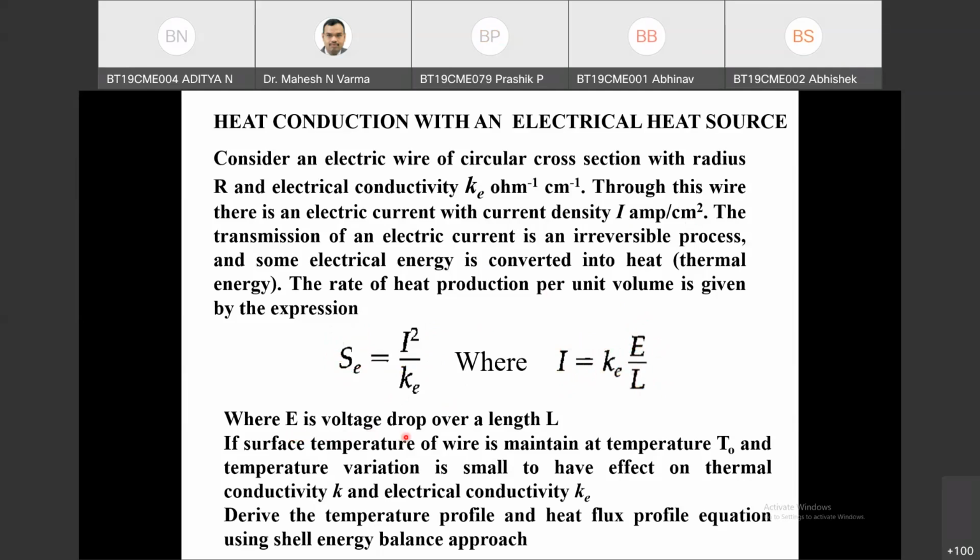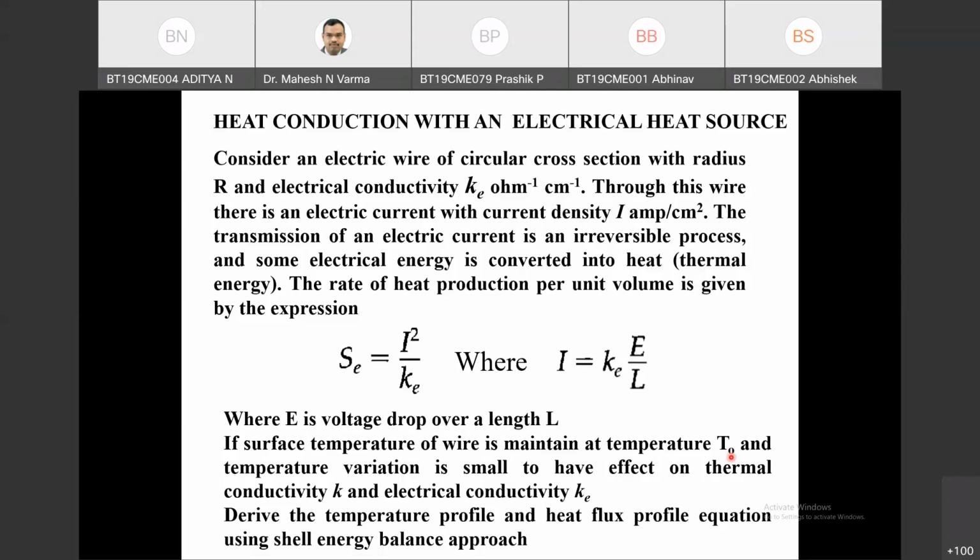So where E is a voltage drop over a length L, and this is the energy produced per unit volume. So energy, joule per centimeter cube. So this will be energy per unit volume. Now here the example is a bare wire, no insulation at all. The surface temperature of the wire is maintained at T0 temperature. So say there is some mechanism using which I can maintain the surface temperature of the wire at T0.